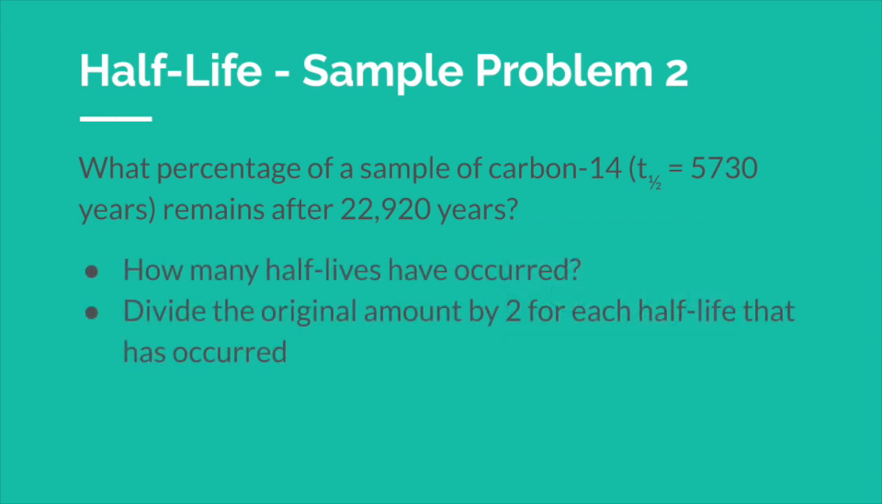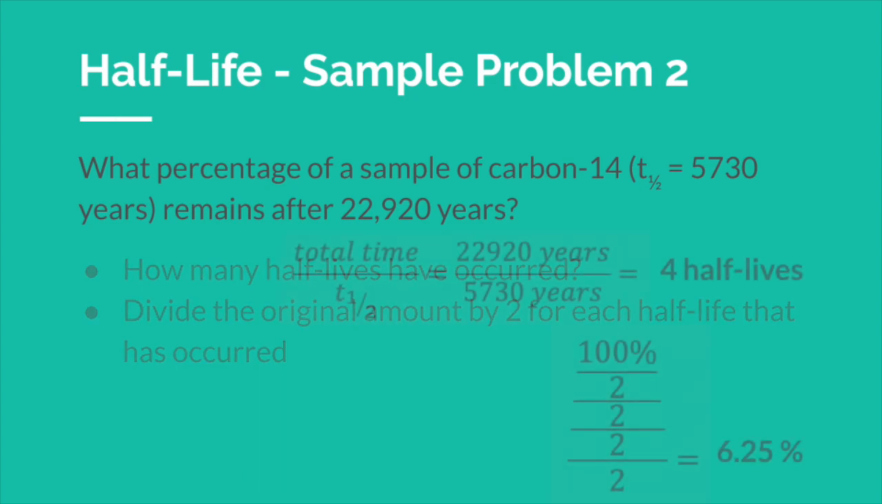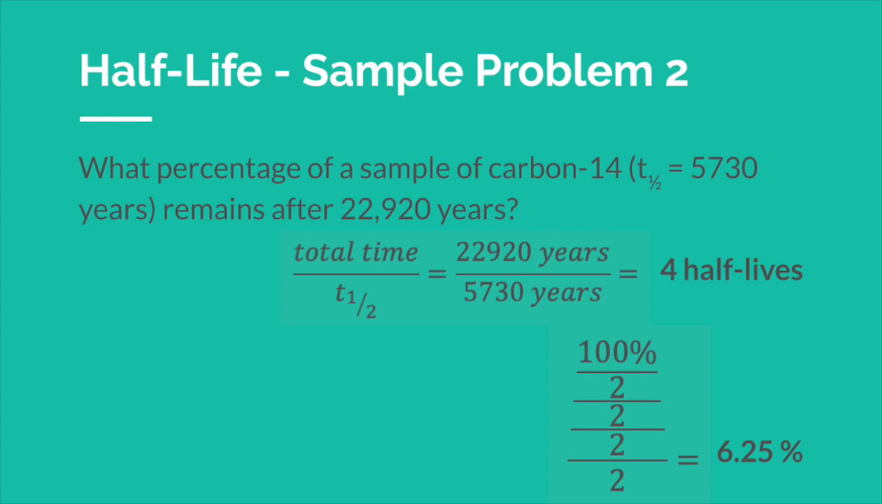These are the two steps that we'll need to take to solve this problem, same as before. Did you get stuck on the second step because you didn't know what the original amount was? Well, remember that it would make sense that the original total amount is 100%, because that's what you started with, all of it. So that's what you'll need to divide by 2. How many times? Yes, the total time divided by the half-life shows us that 4 half-lives have occurred. So we'll divide 100% by 2 4 times. That means that 6.25% of the original amount of carbon-14 will remain after nearly 23,000 years have passed.